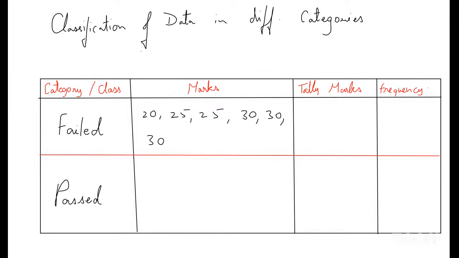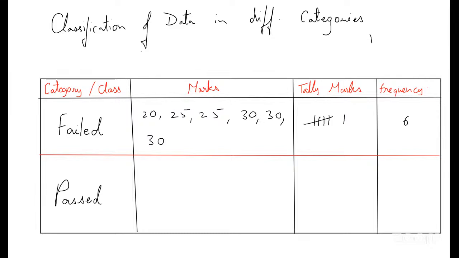And then how do we put tally? We put one line. One, two, three, four. The fifth line is diagonal, we cut the four lines. That is known as the fifth, and then one more. Okay, put the frequency 6. All right, this is how we put tally.